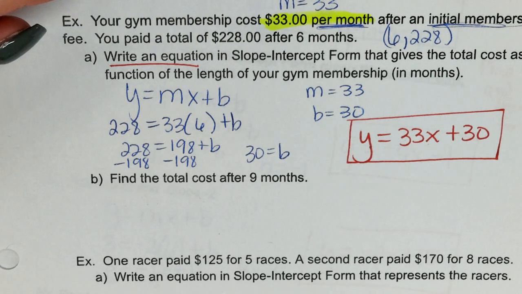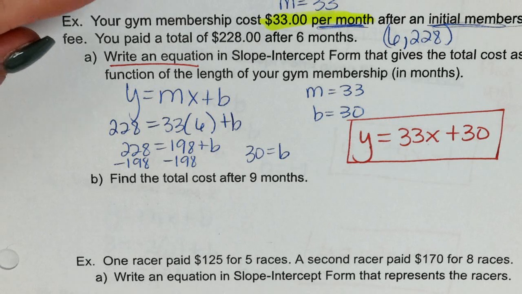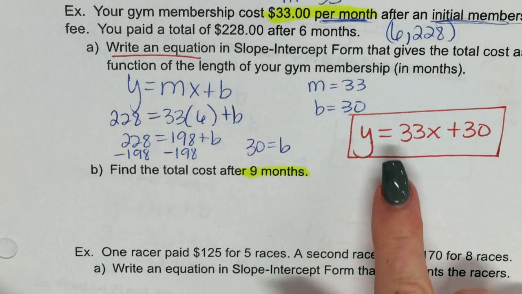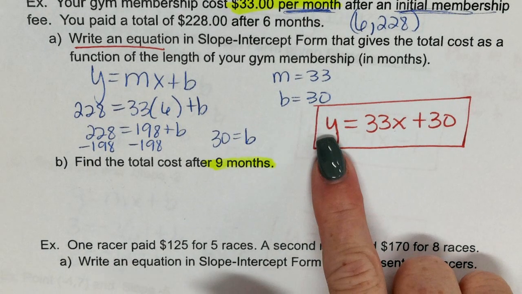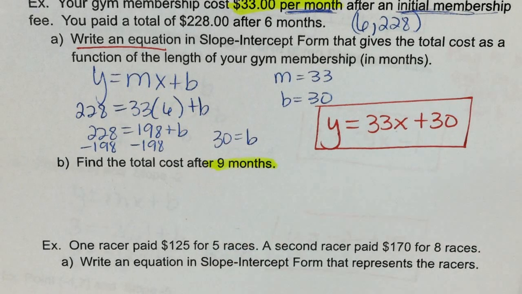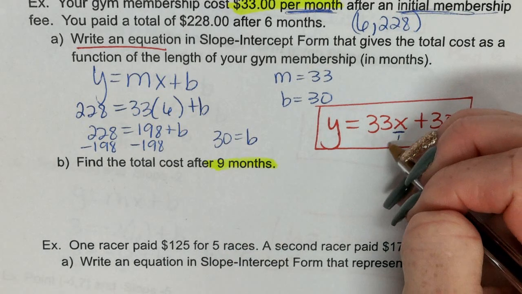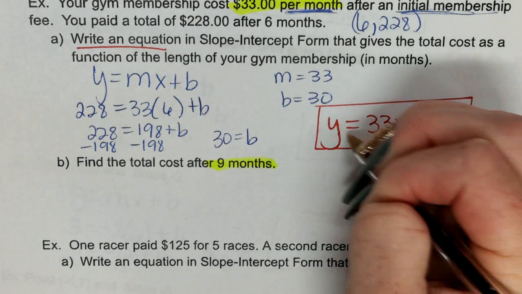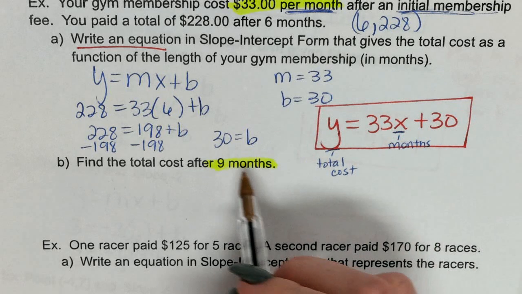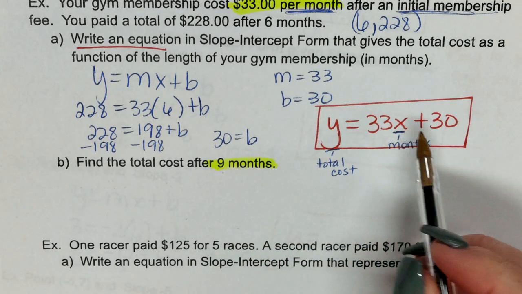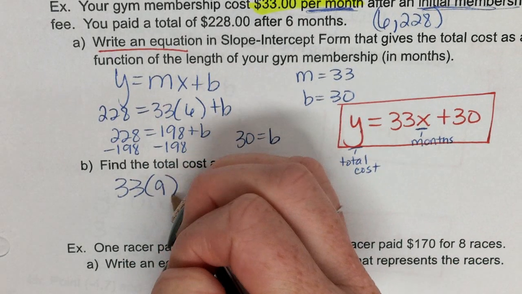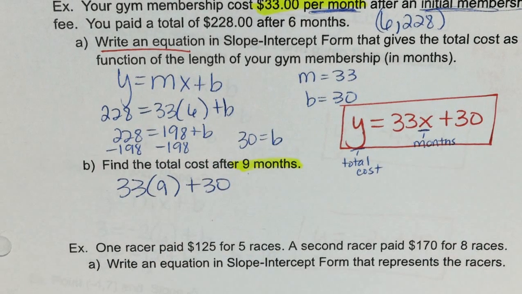The next question says, find the total cost after 9 months. Okay, in this equation, we need to figure out what the y is representing and what the x is representing, so I know what I'm going to plug in 9 for. The x is representing months, and the y is representing the total cost. So what do y'all think I would plug 9 in for? The x. So I have 33 times 9 plus 30.